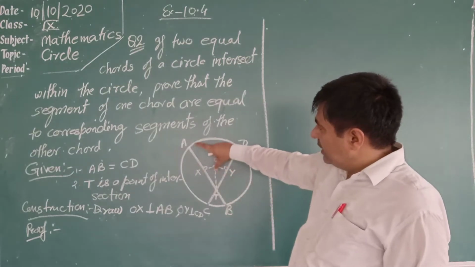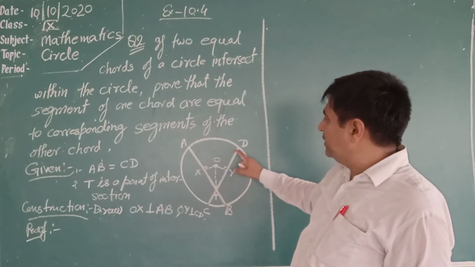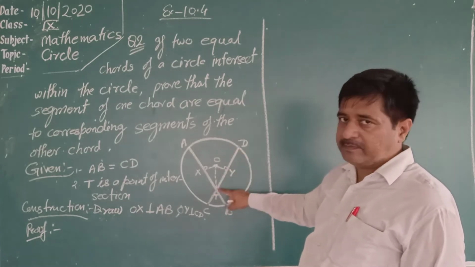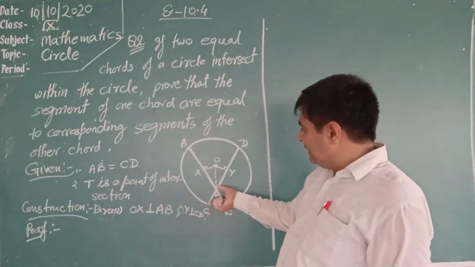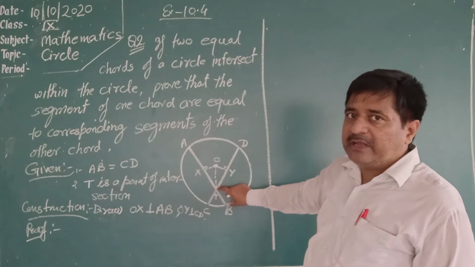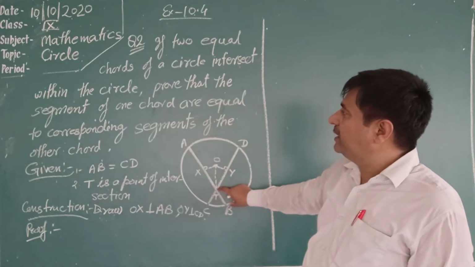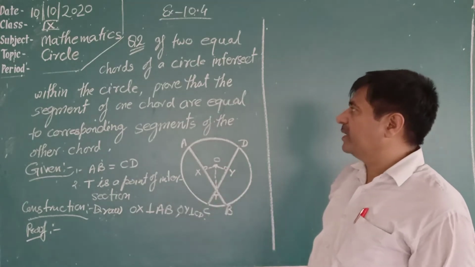So now the chord of one segment is AB and its corresponding segment is BT. Both are equal, and CT and BT are corresponding segments of the chord. So these are also equal.